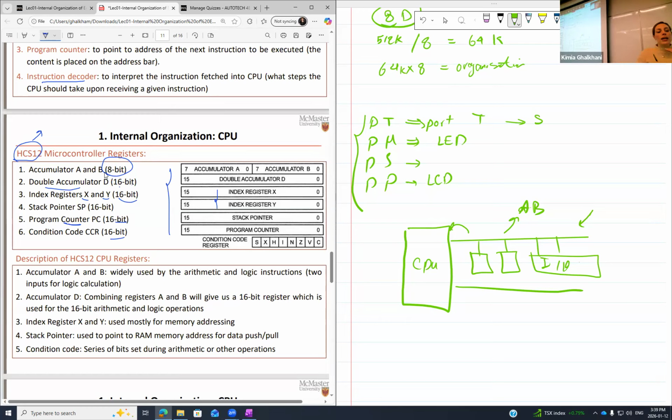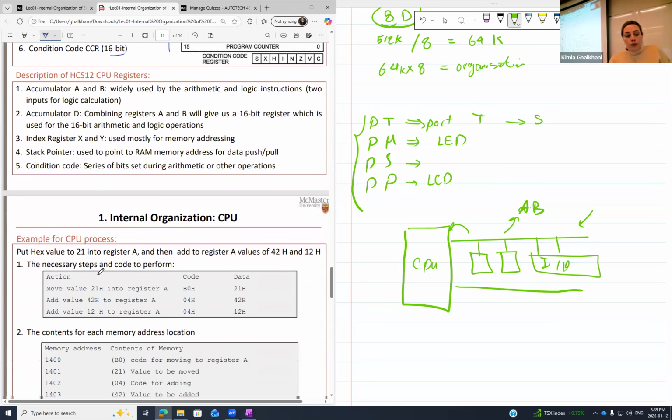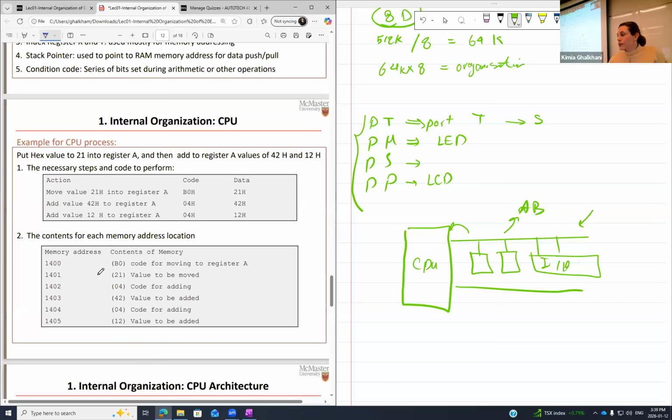I have no option to release some of the space from one part and add it to another part, to increase, for example, my accumulator size from 8 to 16. I cannot do that. We cannot do that. So, any questions so far? Anything? Everyone doing okay? Now I'm going to look at this example to see how the processor is processing.